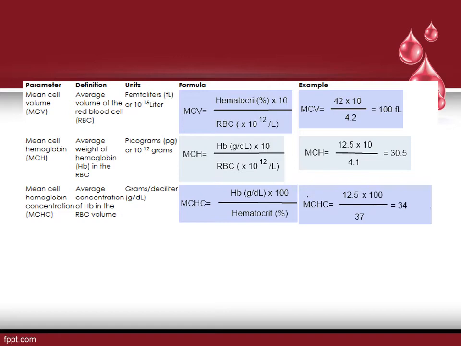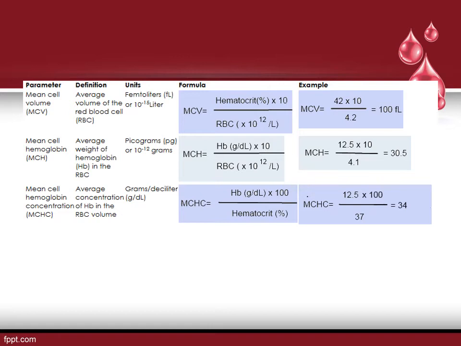The first parameter is mean cell volume, or mean corpuscular volume, or MCV. The definition is the average volume of a red blood cell. The unit is femtoliter, fL, or 10 to the negative 15 liter. So recall, what is the unit used in MCV? A, femtoliter; B, picogram; C, grams per deciliter; D, percentage. The answer is femtoliter. The formula is MCV equals hematocrit percentage times 10 over RBC times 10 to the 12th per liter.